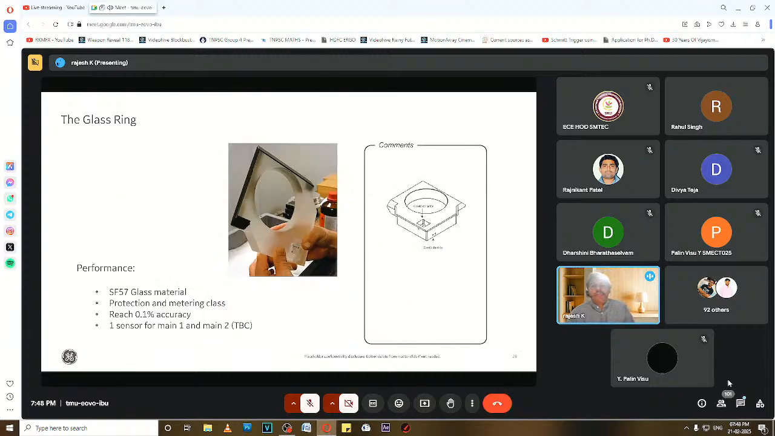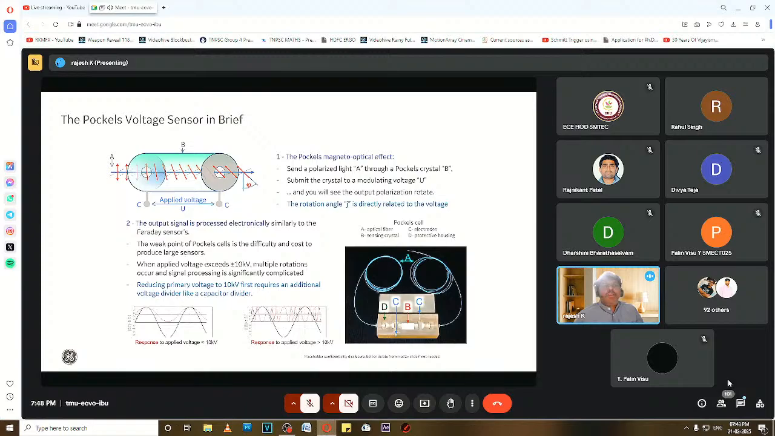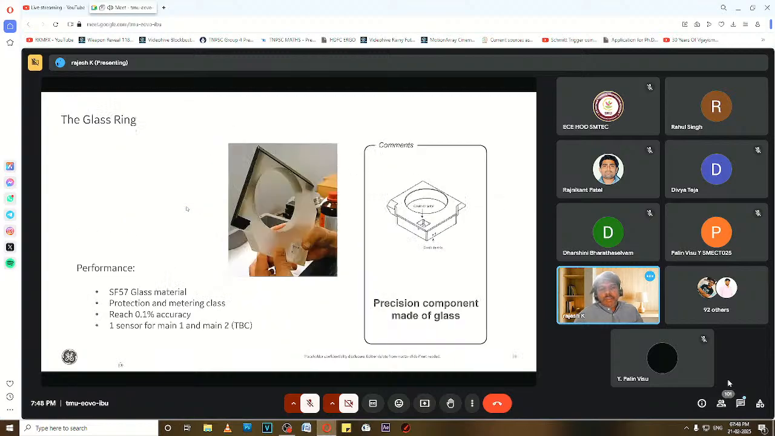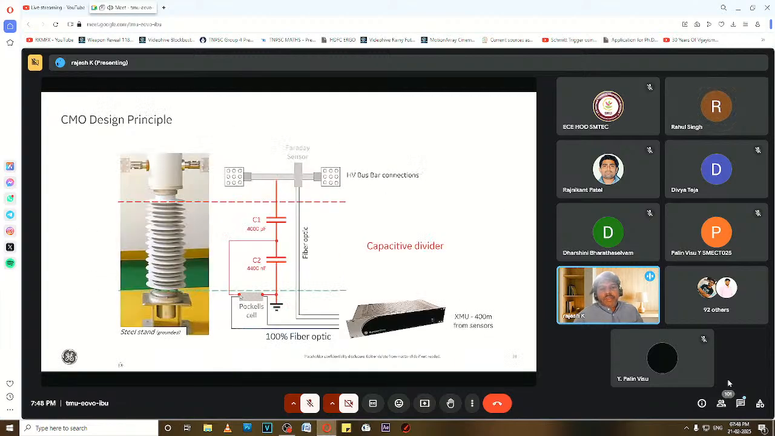So this is how a glass ring Pockels cell looks. This sensor works on the simple principle of the Pockels effect, which I will show in the next screen. So this is how a Pockels voltage sensor works. Here is the voltage applied to the Pockels cells. Suppose after the CVT, let's assume you have 1% of the total voltage. So if this is 110 kV, 1% should ideally be 1.1 kV.